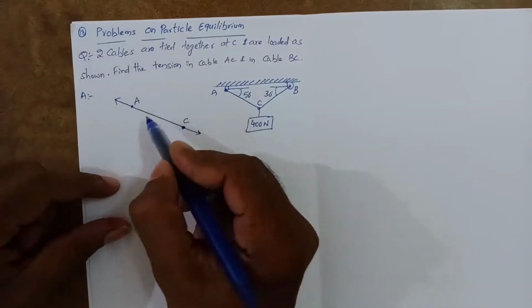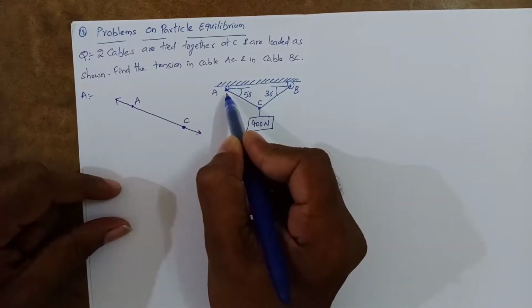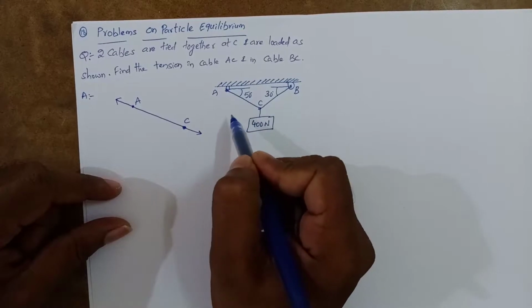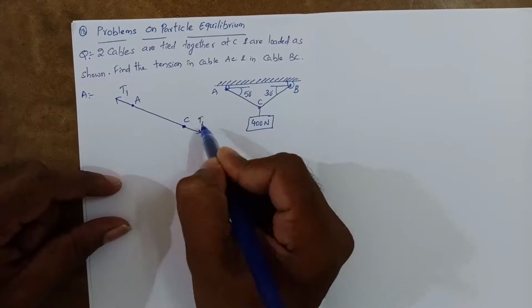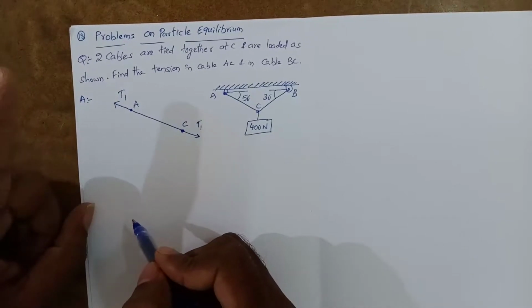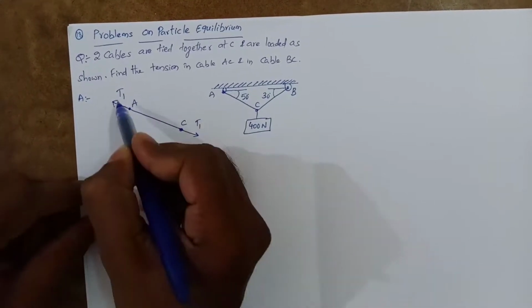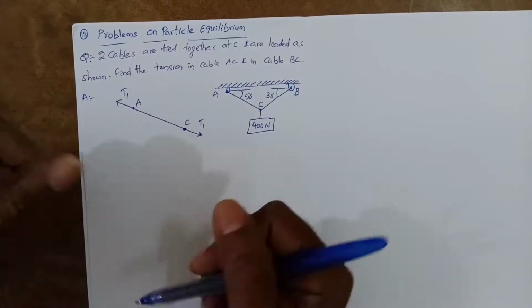Let us say the tension in cable AC is T1. Then this is T1, this is T1. So in one cable there exists only one tension. So this is T1 and this is T1.